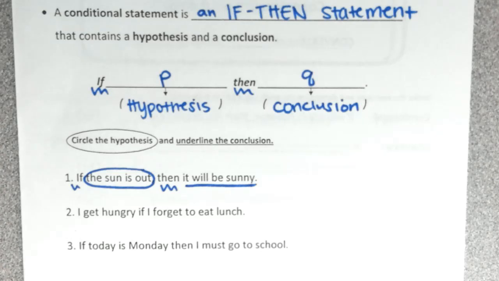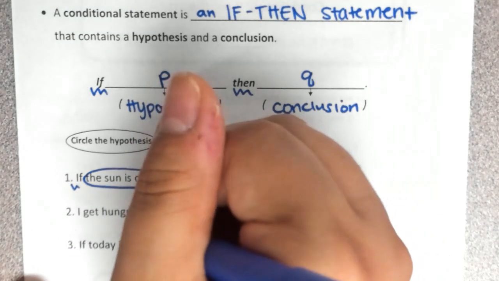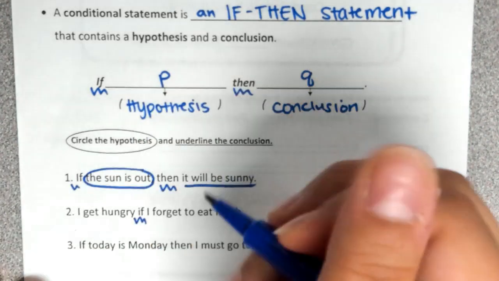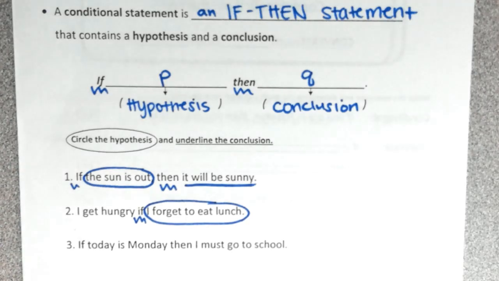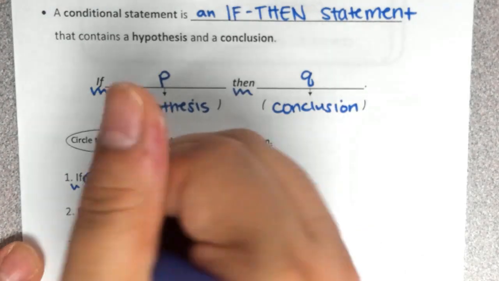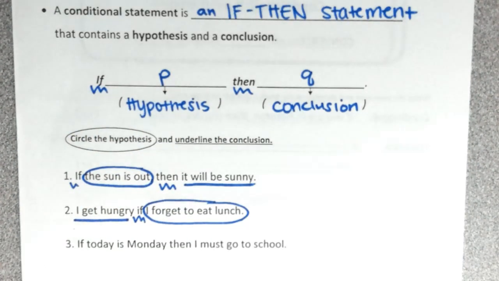Now, be careful. I get hungry if I forget to eat lunch. What is my hypothesis for this one? Get hungry? No. I forget to eat lunch. Where's your if? If I forget to eat lunch. Always look for that word if. I get hungry is underlined. Do you see how this one doesn't have a word then at all? But it should always have that if. I need your heads up. All we're doing today is taking notes, so I need your heads up.